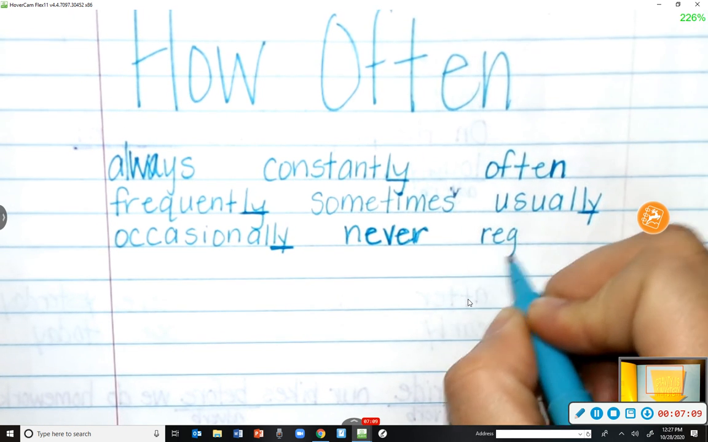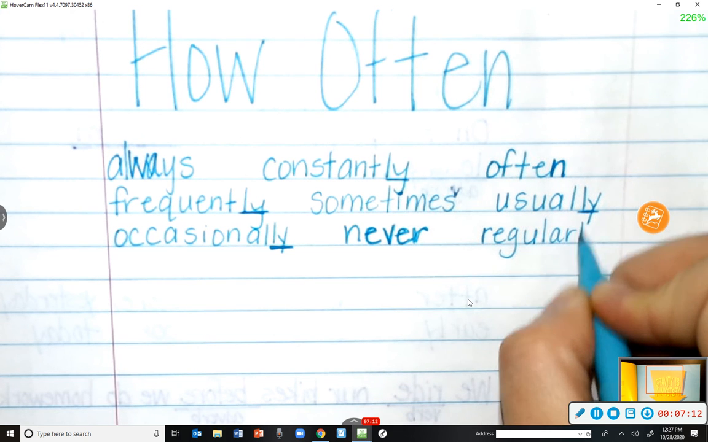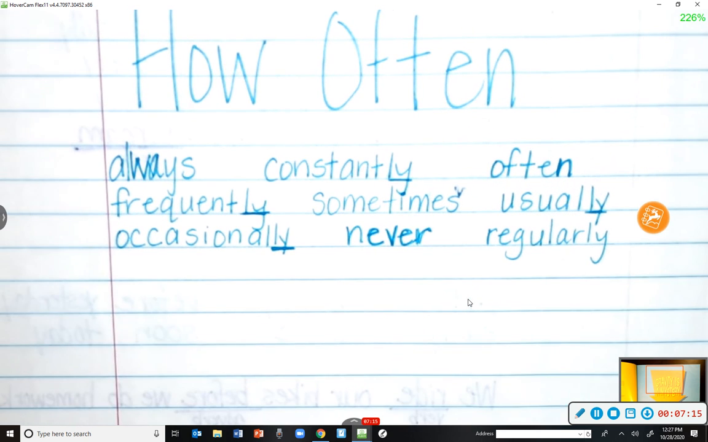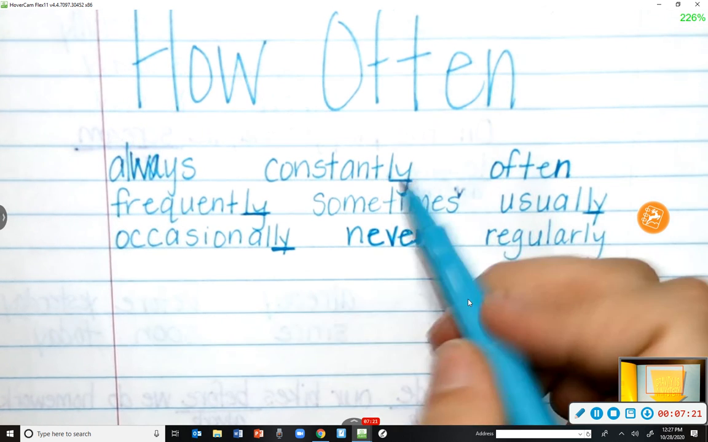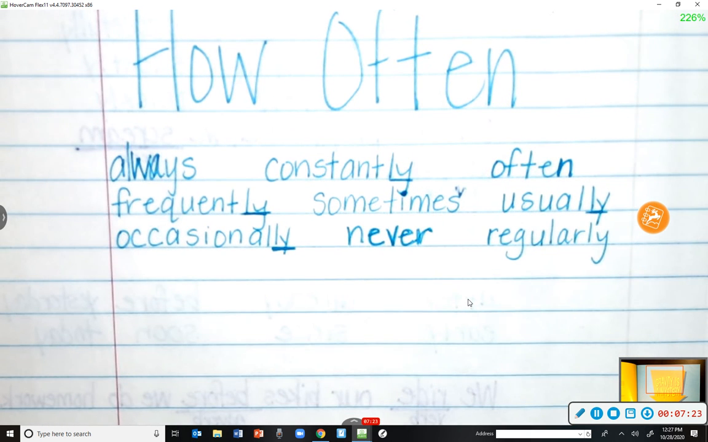Regularly. It's kind of hard to say. Regularly. That means you do it pretty consistently. Like you don't really skip it if it's regular. If you do it regularly. We regularly do our math warm up when we get to school. Okay, so we regularly do. Do is the verb. Regularly is the adverb.